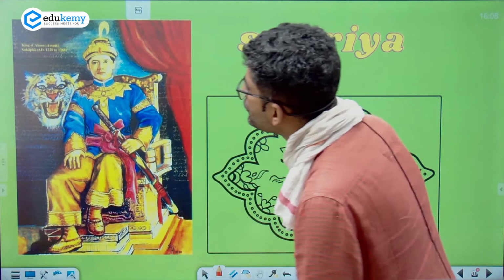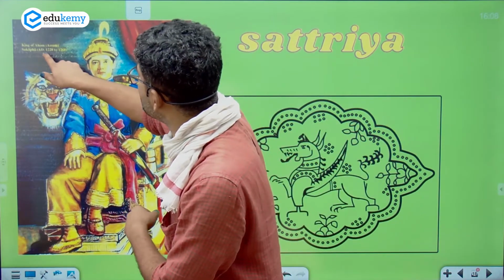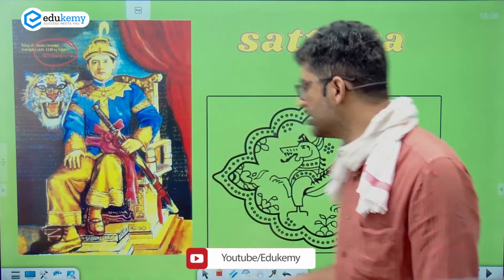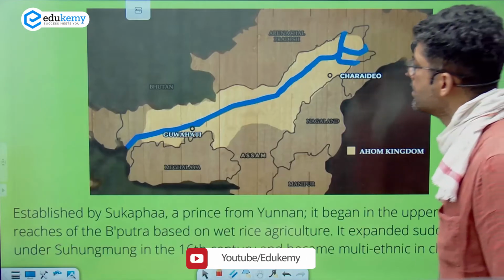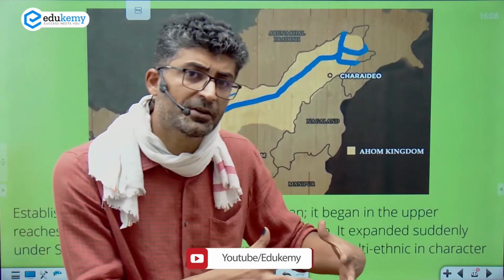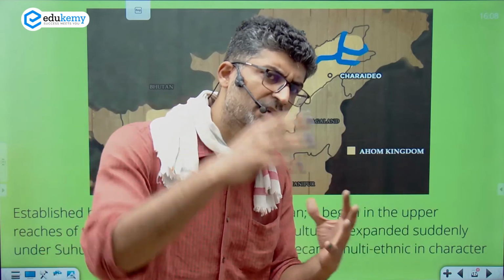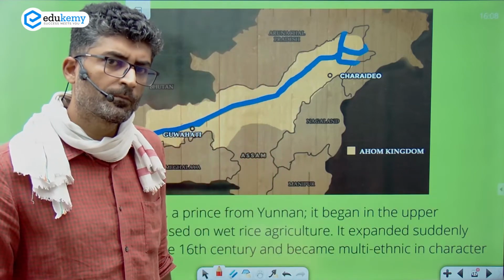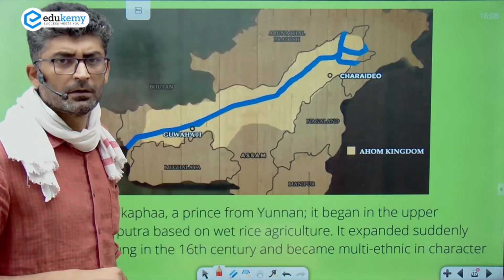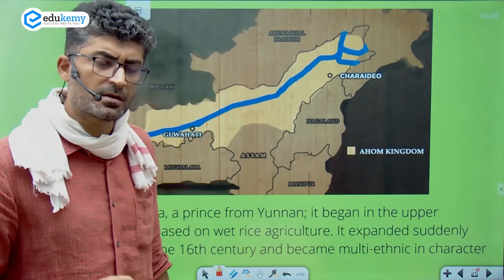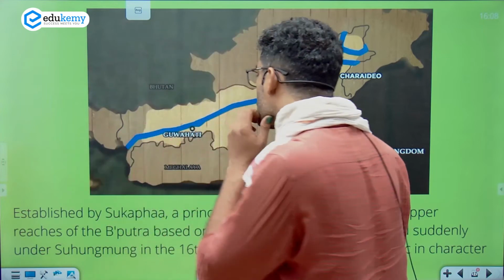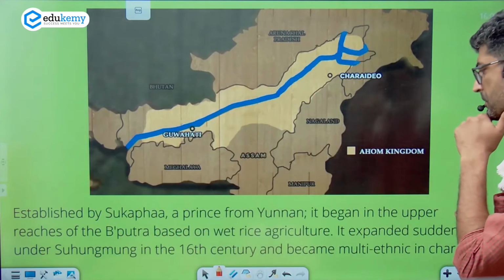And he is supposed to have ruled from 1228 to 1268. He established this Ahom kingdom. They are outsiders. This issue has been politicized a lot. The name Assam derives from them. They were coming from Yunnan, China, and they established this very wonderful kingdom, right?